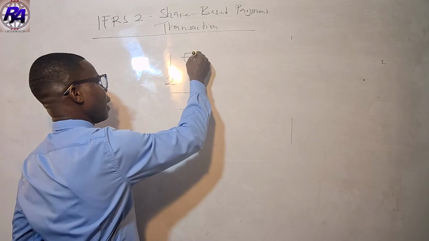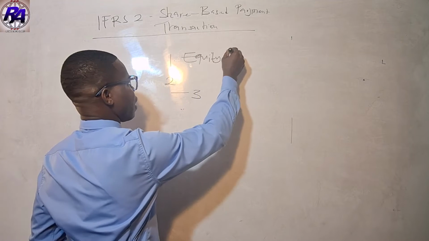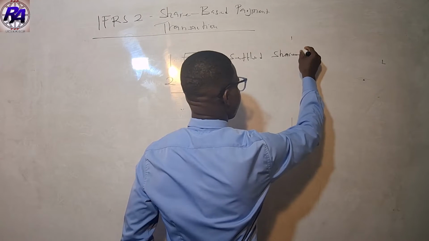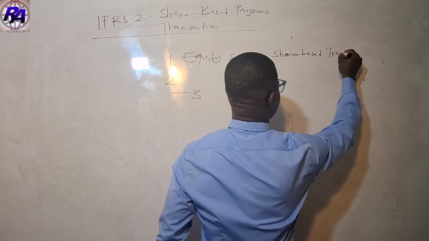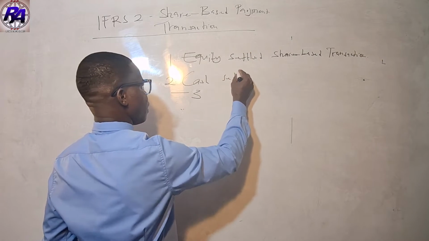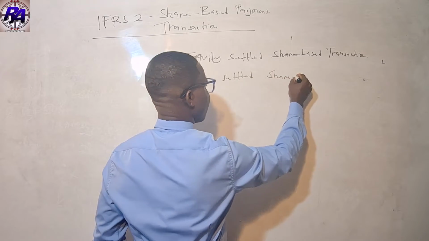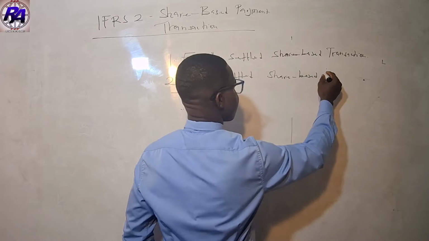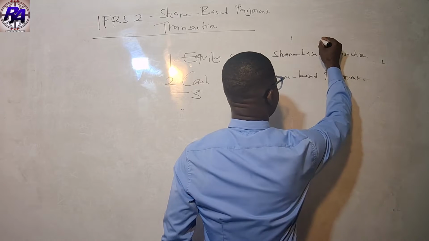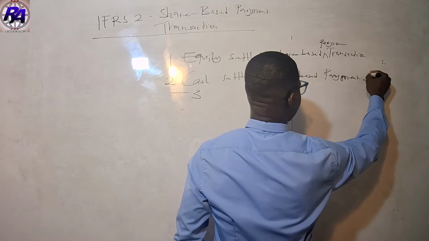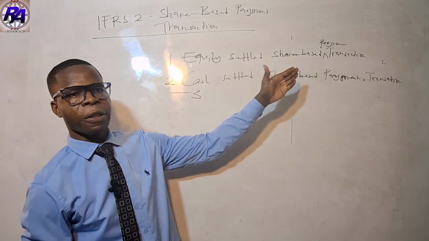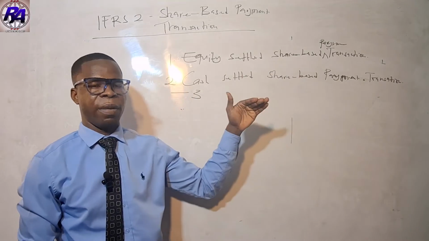The first type is equity settled share-based payment transaction. Then the second one is what we call cash settled share-based payment transaction. So we have two basic types: equity settled and cash settled share-based payment transaction.